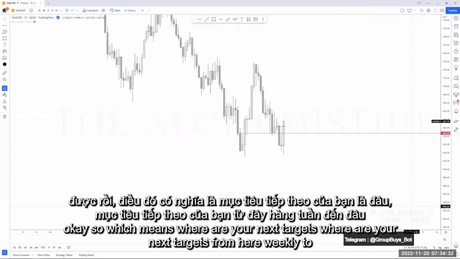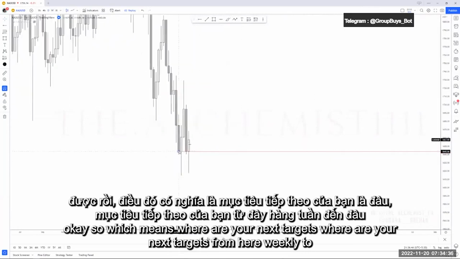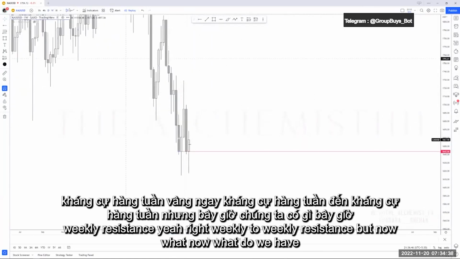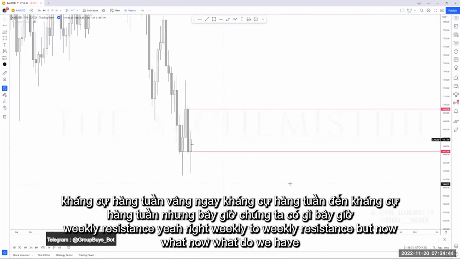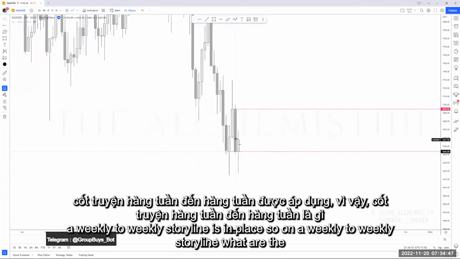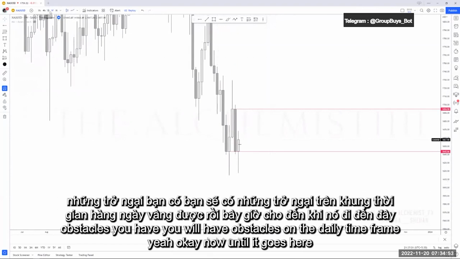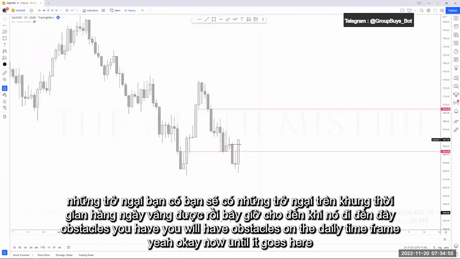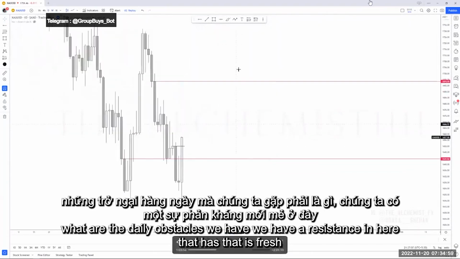So where are your next targets? From here, weekly to weekly resistance. A weekly to weekly storyline is in play. On a weekly to weekly storyline, what are the obstacles you have? You will have obstacles on the daily time frame. Until it goes here, what are the daily obstacles we have?